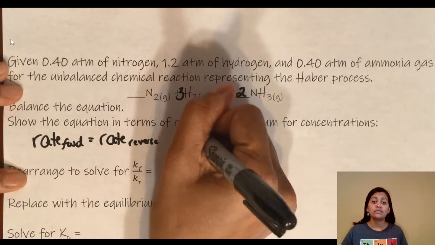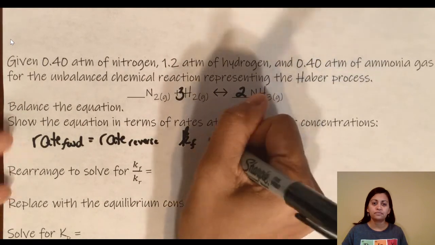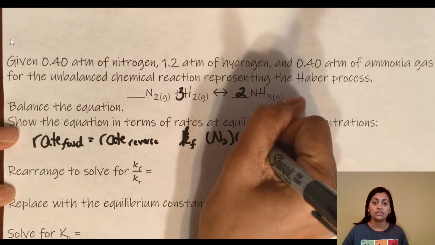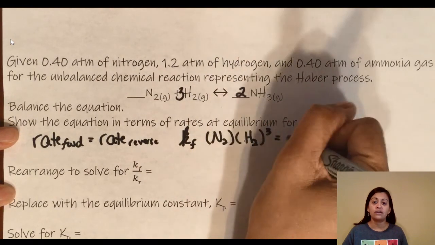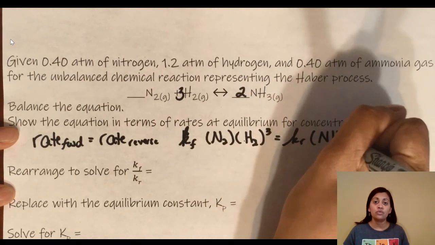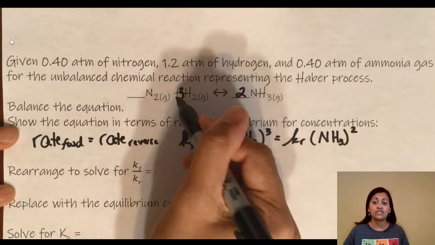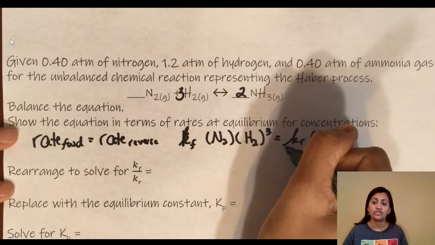We're going to use the small k for the rate constant and f for the forward. And that's going to be multiplied by the reactants, N2 times H2, and then we're going to take the coefficient and raise that up to a power. So it's going to be H2 cubed. We're going to set that equal to the rate constant of the reverse reaction and the products. So NH3, and we're going to square that because it has a coefficient of 2.